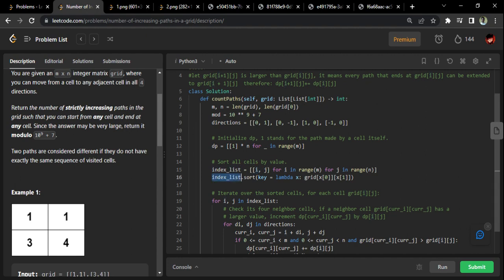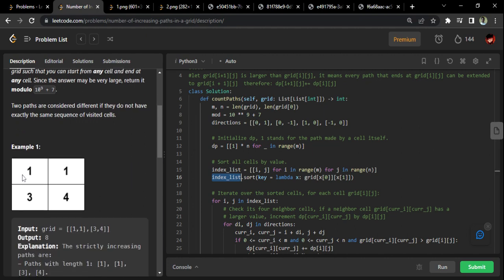But when we are sorting it, we are sorting it based on the values and not on the indices. For example, this element is 0 comma 0, this element is 0 comma 1, this element is 1 comma 0, this element is 1 comma 1. But after sorting, it will be based on the values. That's what we are trying to say. The indexes will remain like that, but they will be sorted based on their values.